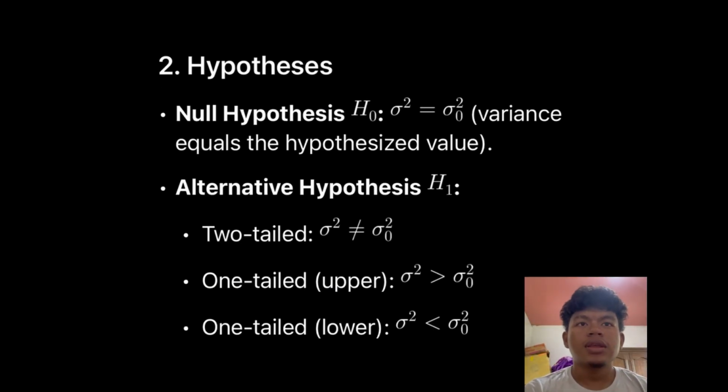Hypotheses: the null hypothesis is that the variance equals the hypothesized value. The alternative hypothesis can be two-tailed, one-tailed upper, or one-tailed lower.